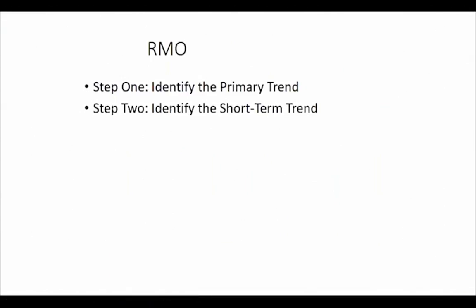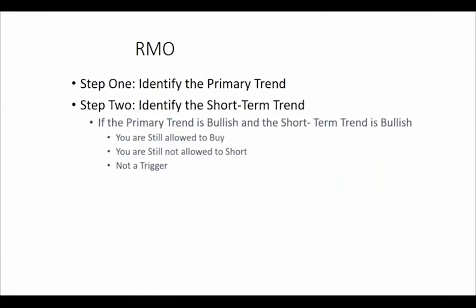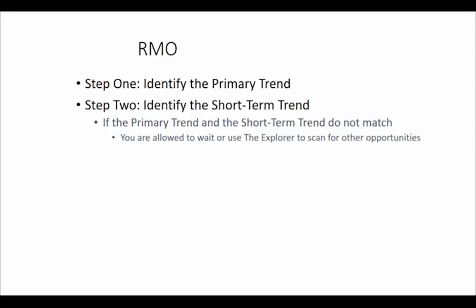I just do this so I don't make mistakes. When we're identifying what the short-term trend is doing, we want to make sure that it matches up with the primary trend. In other words, if they're both bullish, then we're allowed to buy. We're still not allowed to short, and it's not a trigger. If they're both bearish, you're allowed to short, you're not allowed to buy, and it's still not a trigger. Step number 3 is actually the trigger to go ahead and get into the marketplace, okay?